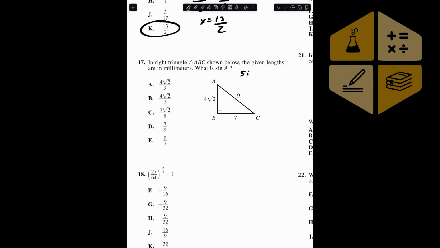The sine in a right triangle, of course, of any angle, we'll just call it theta for now, is the opposite side over the hypotenuse, okay? So we're looking for the sine of A, that's this angle up here. The opposite side is directly opposite, which is 7. So the sine of A equals the opposite, which is 7, over the hypotenuse, which is, of course, the longest side in a right triangle, over here, which is 9. So it's 7/9. That's how I know 17 is D.